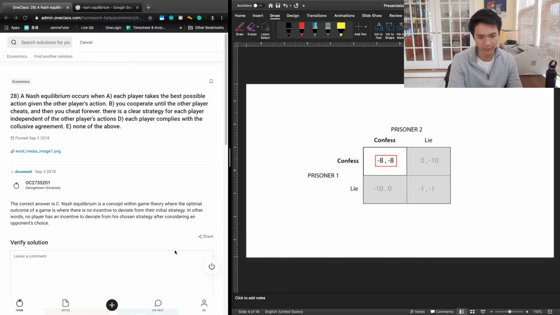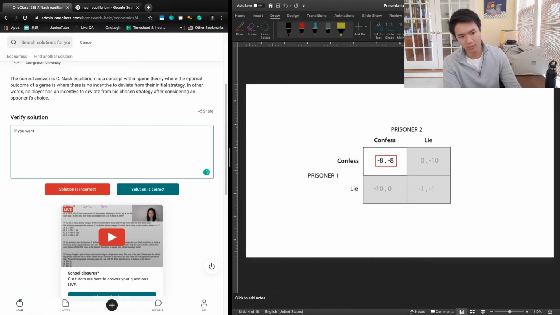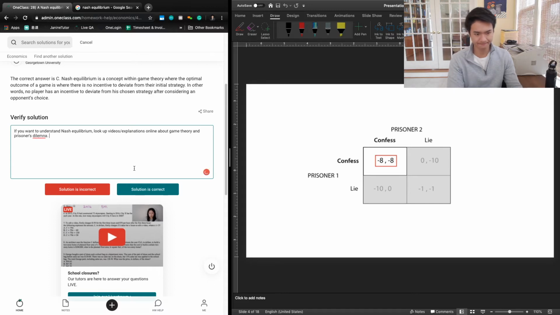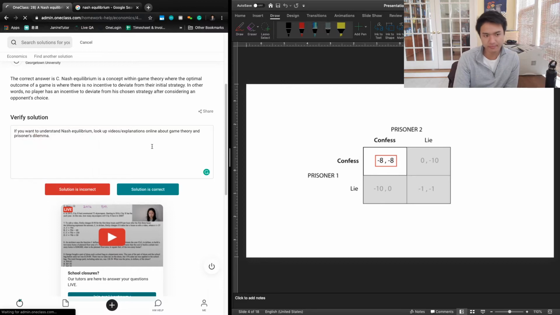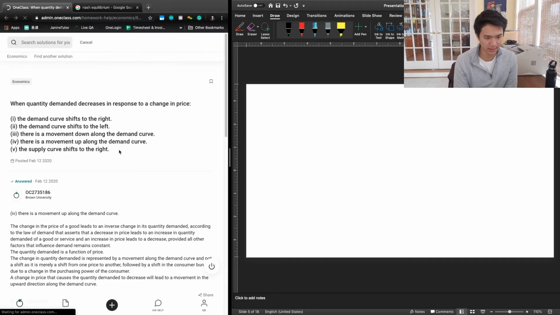And if you want to understand Nash equilibrium, look up videos or explanations online about game theory and the prisoner's dilemma. Let me fix that, I spelled dilemma wrong. But the solution is correct, it is C. So that's going to be that, and then we're going on to the next question.